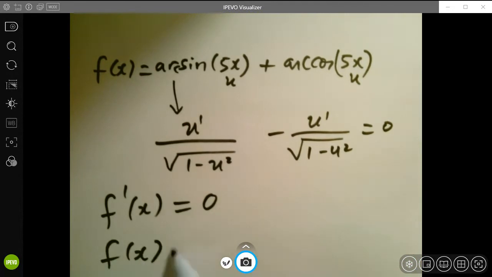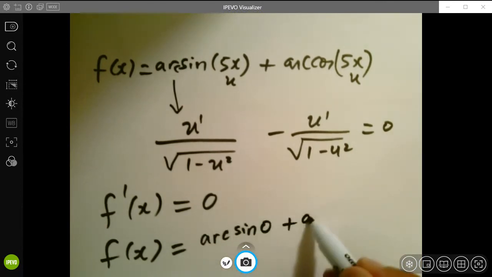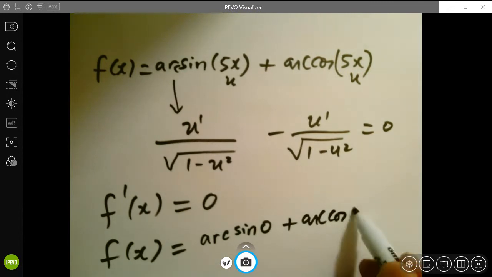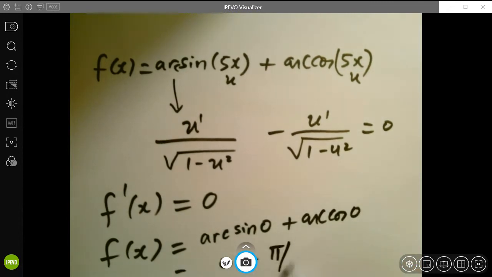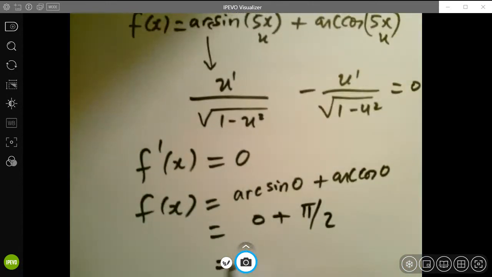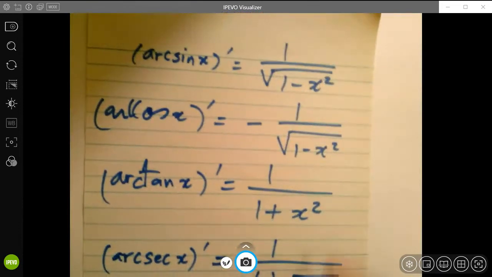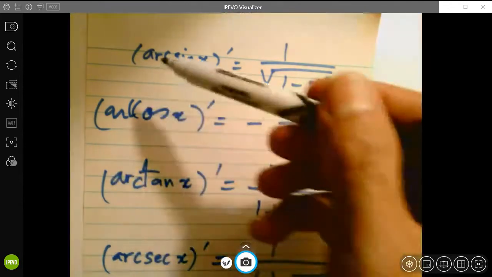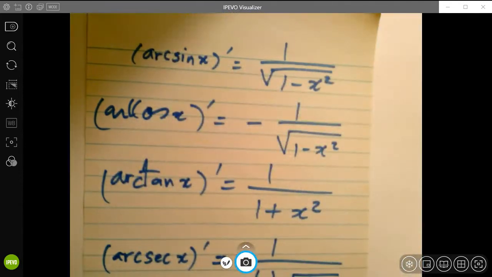That means f of x is a constant. So if I plug in 0 there, I will get arc cosine of 0 plus arc cosine, which gives me the constant. You have to remember arc sine and arc cosine have opposite derivatives. Because if you add them up, it gives you 0. And that means the derivative of the sum is 0. That means their sum will be a constant.